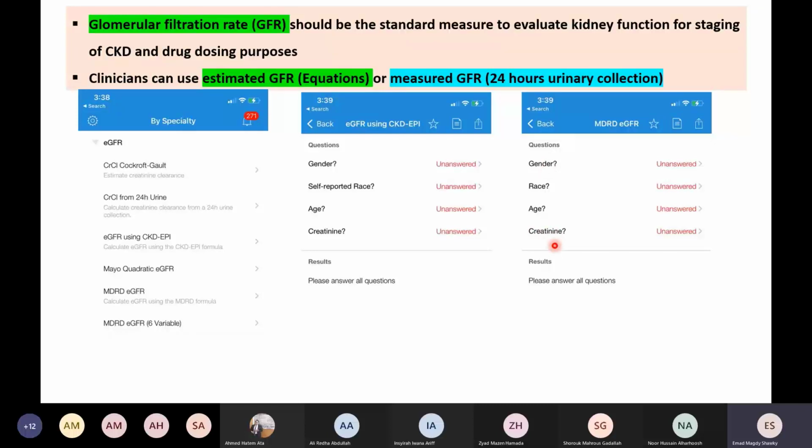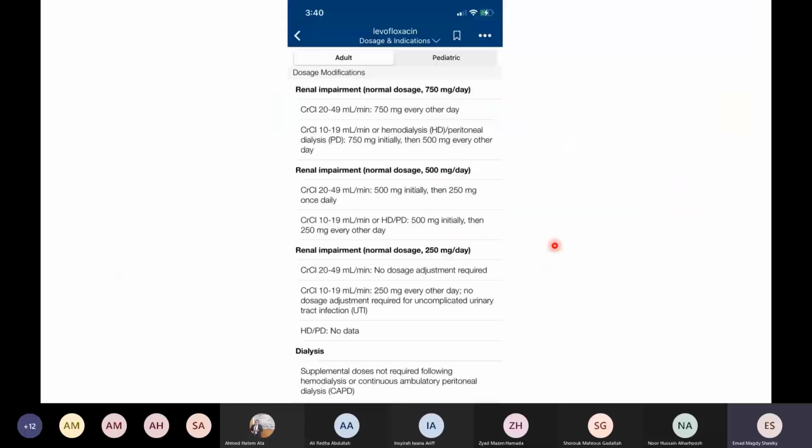You will know the GFR, and then while you are prescribing the drug, if you take the index of the drug, you will see here like this. If the patient has renal impairment and you'd like to give him 750 milligram per day, if the clearance is between 20 to 50, give him the usual dose. If it's 10 to 20, or hemodialysis or peritoneal dialysis, you will give him initially 550, then 500. If your primary aim is 500, you adjust according to the clearance.